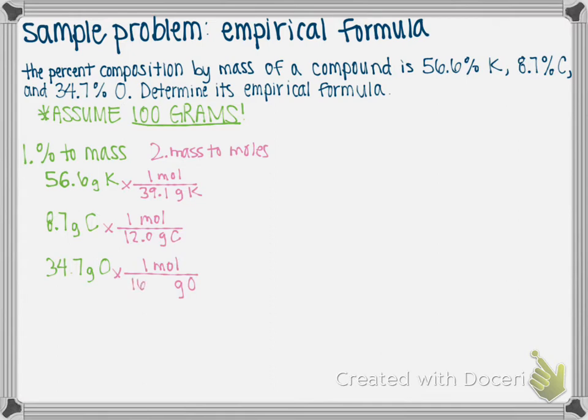Alright, so if you calculate all of those out, you did percent to mass, and that's in green, and then mass to moles is step 2, in pink. First one would be 1.45 moles of K. Your carbon should be 0.73 moles of carbon and 2.17 moles of oxygen.